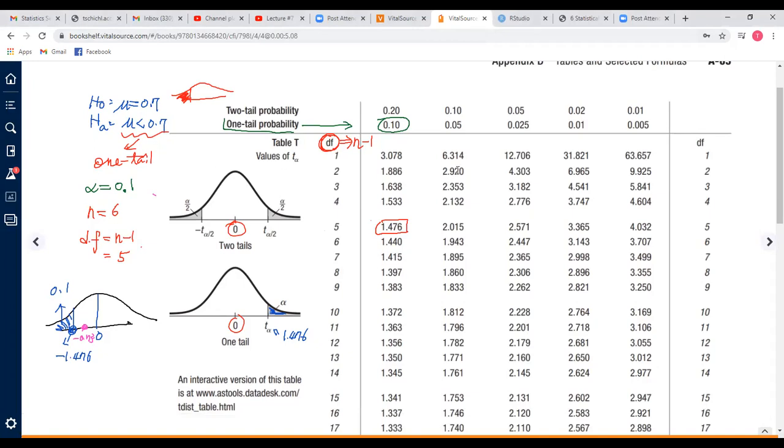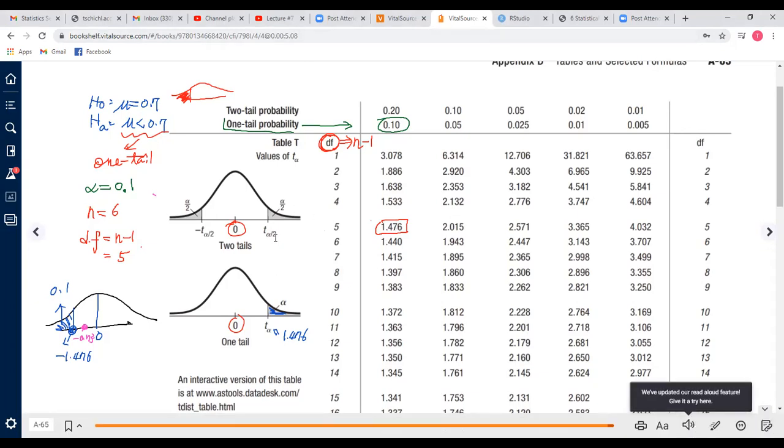If it's both tails, for example, if this is 1.476, then the other one is negative 1.476. Okay, that's clear? All right, so this is one way to find the critical values, just like we use the z-table to find the critical value for the z-test. Now let's take a look: how do I use my TI-84 calculator to find the critical value?